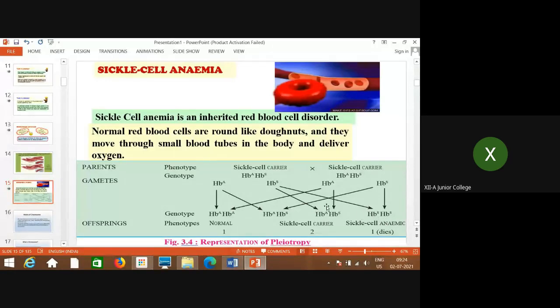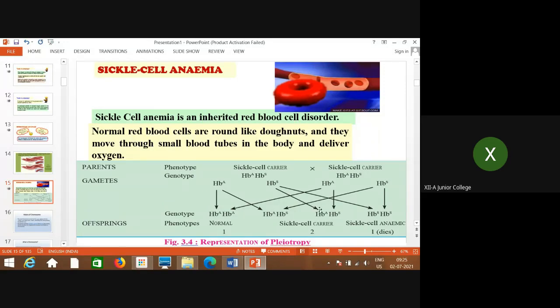And then the third one, when the HBS gamete fuses with the HBS gamete, the offspring produced has both the genes in the recessive condition, that means HBS. This offspring has sickle cell anemia, cannot live for a longer life, and will die in the early stages, within a few months. That's why this is considered the sickle cell ratio. In case of sickle cell anemia, the normal 1:2:1 ratio is not observed, or the 3:1 ratio as per Mendel's law is not observed.